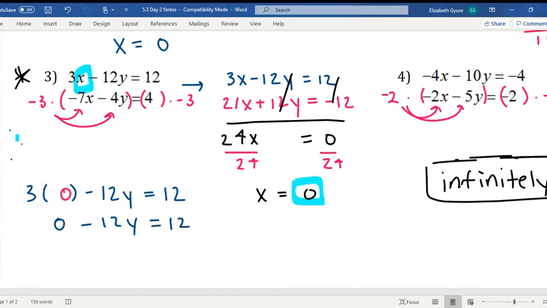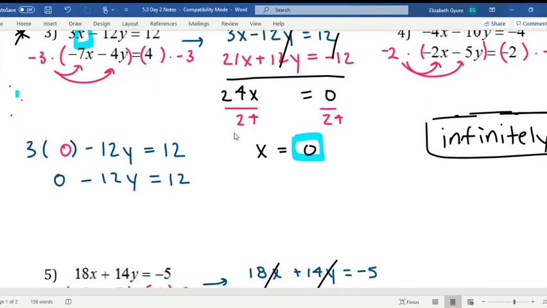Now, if we have 0 minus something, does it really matter? Do we need to keep it? What do we think? Do we need to keep that 0? No, Aaron says no, I agree. We don't need it. Doesn't matter. We could add it over. It doesn't change anything. So I'm just going to rewrite this as negative 12y equals 12.